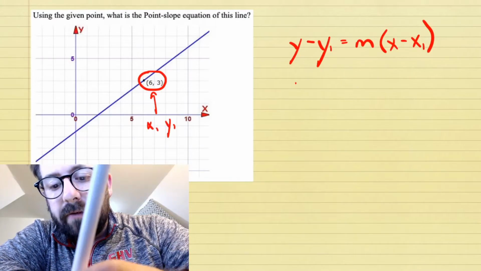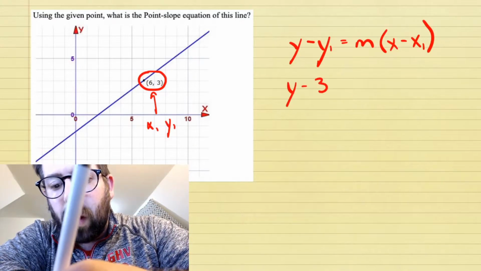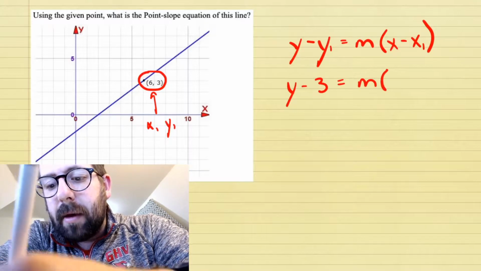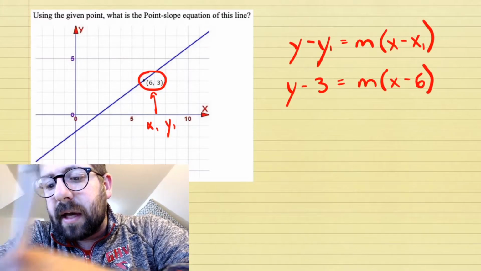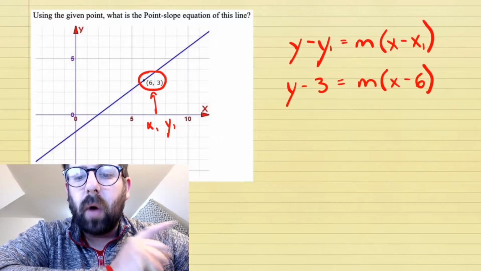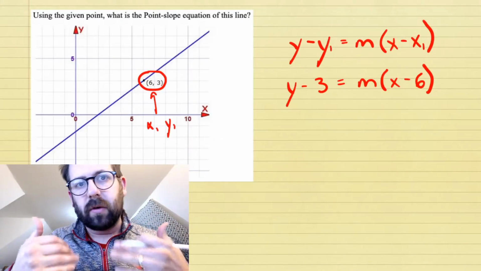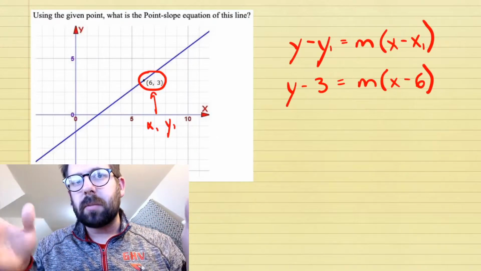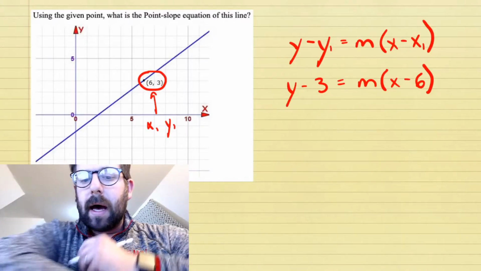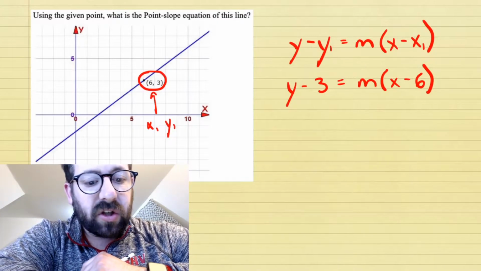So right now I can already fill in my formula. This is y minus 3, m, and x minus 6, because the x1 is 6 and the y1 is 3. We always subtract those numbers, even if it's positive, negative, or a decimal. Now, all we need is the slope.